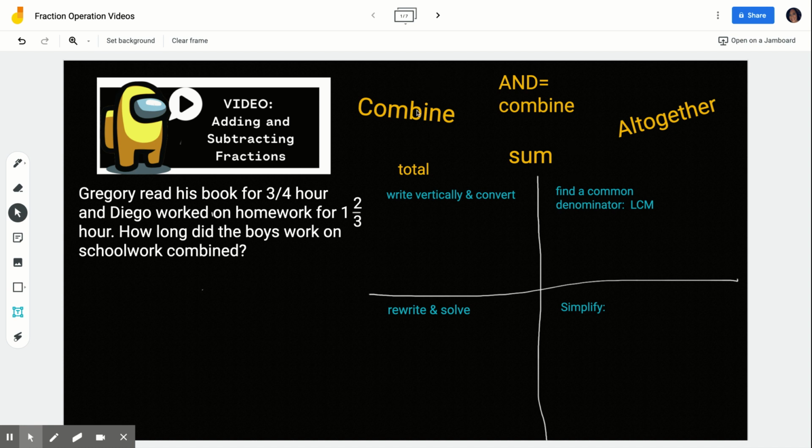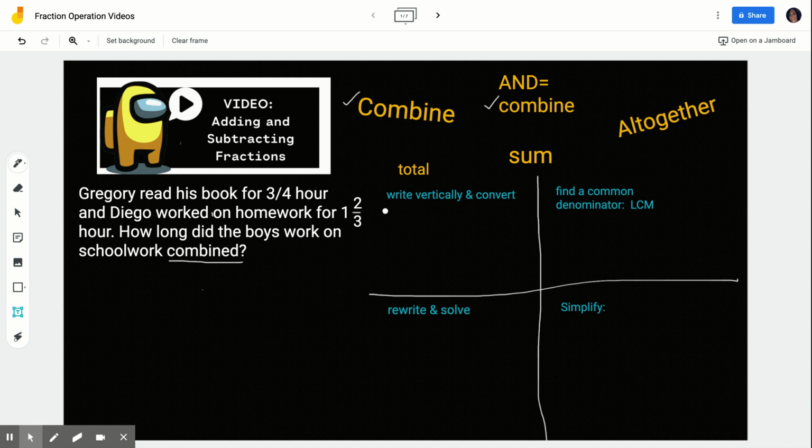So if we read the words combine, total, sum, and, which also means combine, and all together, that signals addition. So this problem says Gregory read his book for 3/4 of an hour and Diego worked on his homework for 1 2/3 hour. How long did the boys work on schoolwork combined? So I read that word combined. I know that we talked about that when we were reviewing key terms. So we know that this problem is addition. We are combining the two times that Gregory and Diego worked.